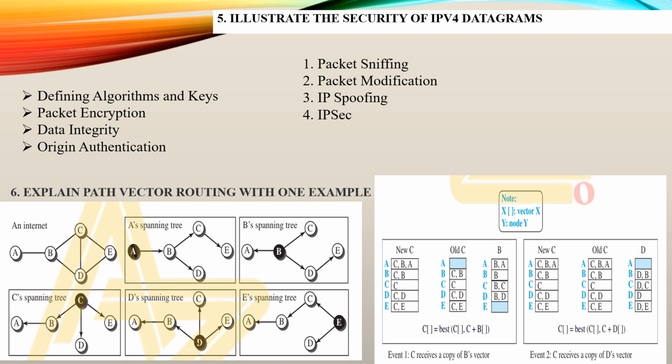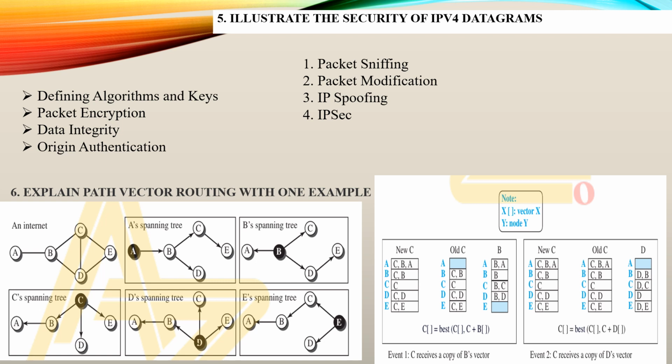And in IP security you have these four requirements that are followed. You have to define algorithms and keys; different algorithms and keys have to be ensured so that the security is maintained. Encryption must be enforced between the client and the server. Data integrity has to be maintained so that there is no modification of data. And origin authentication: only after authentication may the required person enter a website like bank servers. So this is the security of IPv4 datagrams.